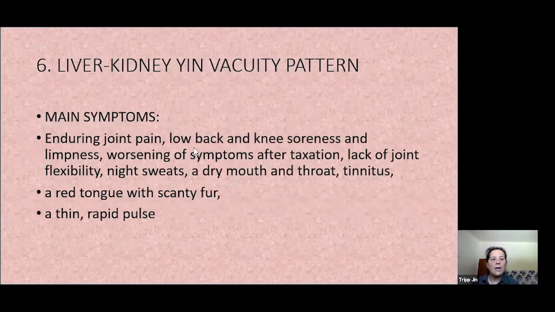Then the pattern we're talking about, liver kidney deficiency pattern. So still long-term problems, joint pain, and the lower back and the knee weak and sore, and we may have some other symptoms related to liver and kidney, like irritability, five center heat, night sweating, dry mouth, dry throat, and maybe tinnitus, deafness. Generally a red tongue without coating, and a thin rapid pulse.